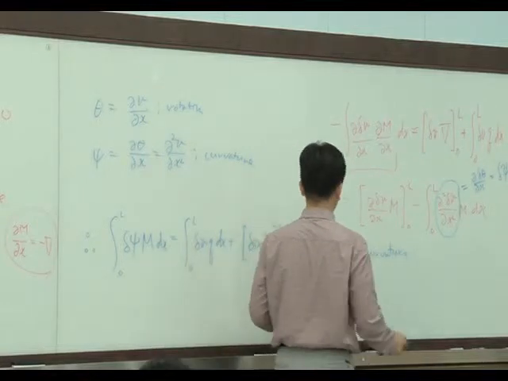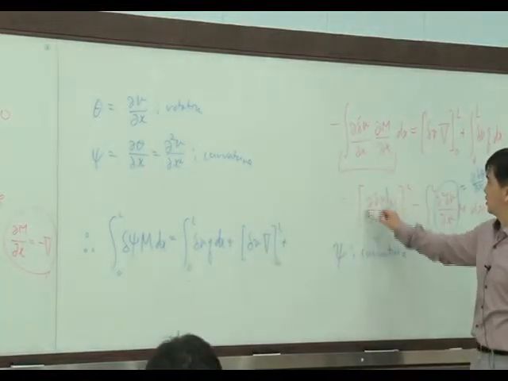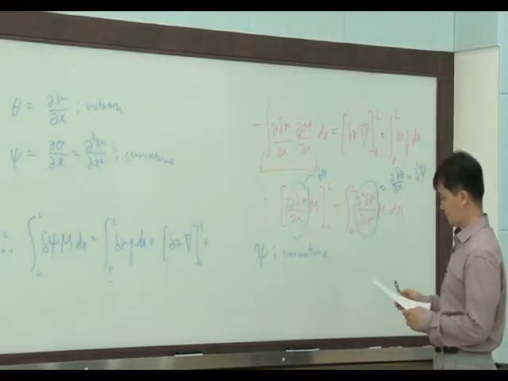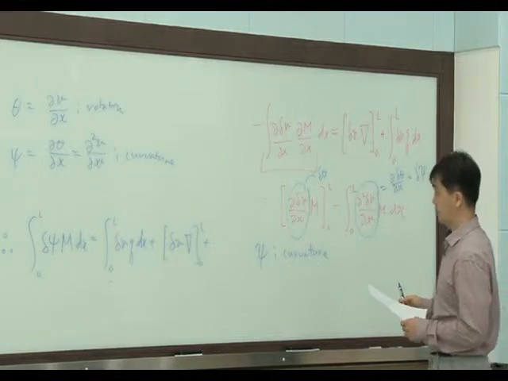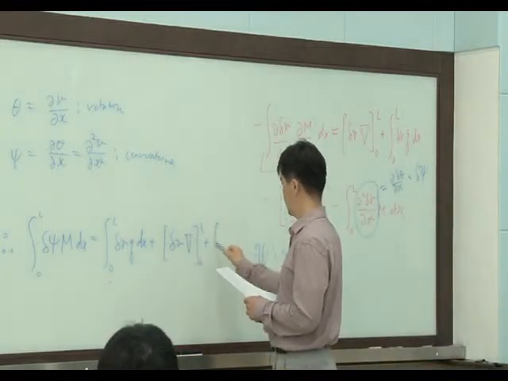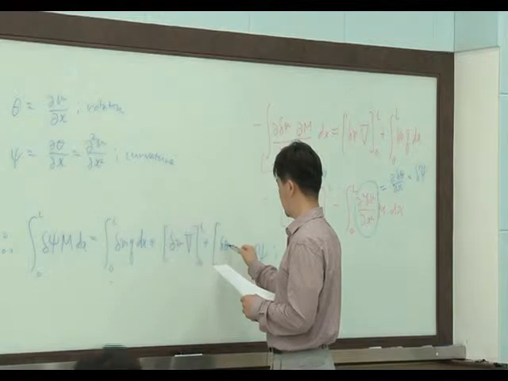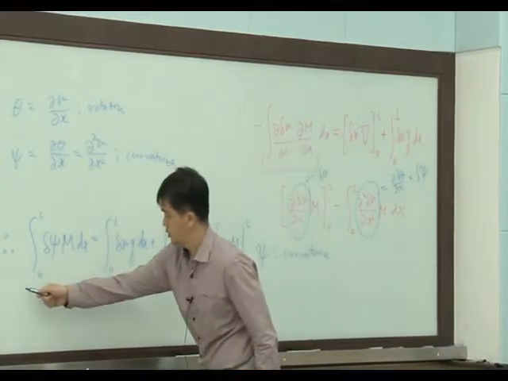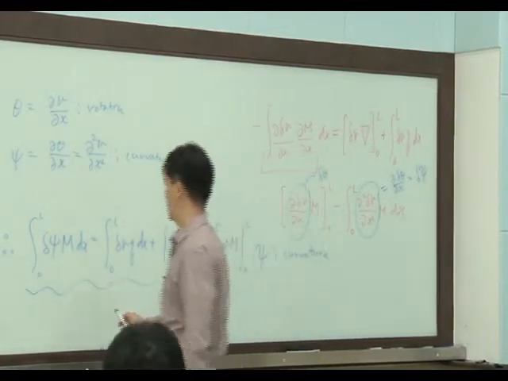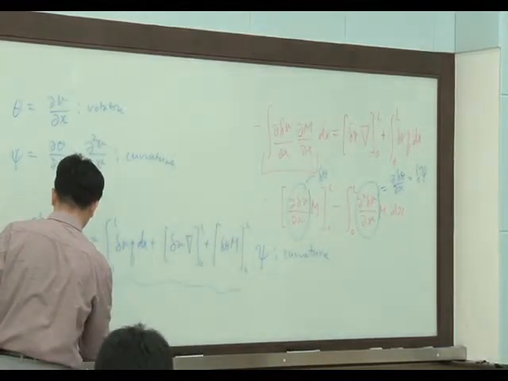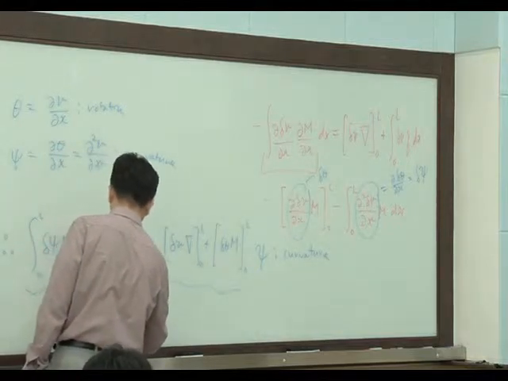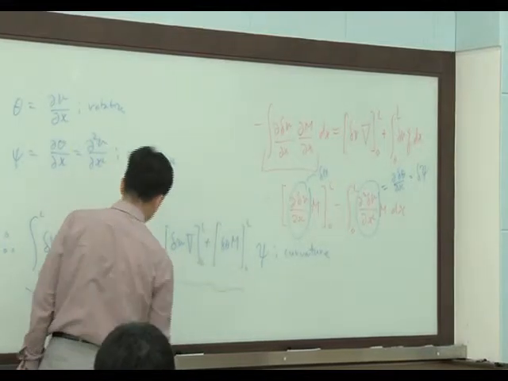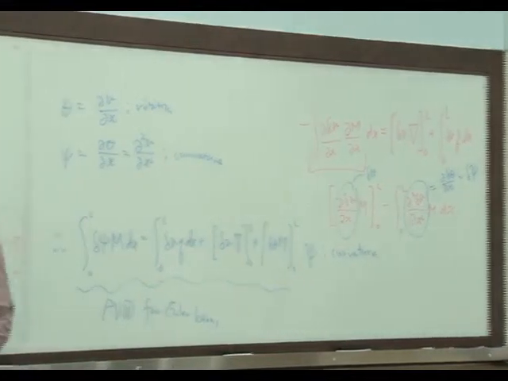the end terms at 0 and L, plus, here this is a rotation, right? Theta, plus theta M at 0 and L. This is the principle of virtual work for the Euler beam. That's the final equation.